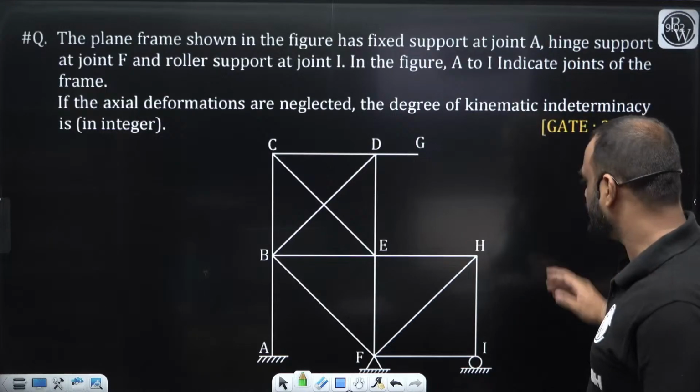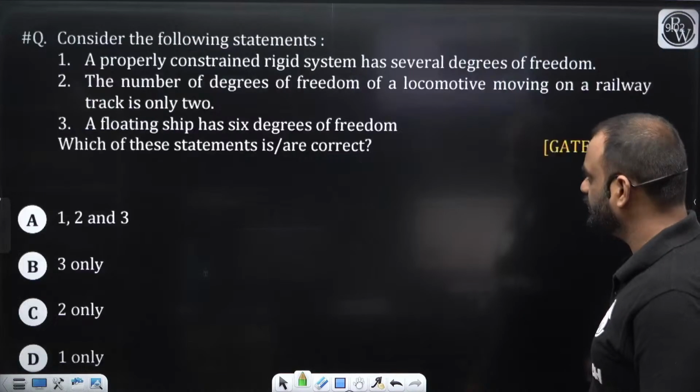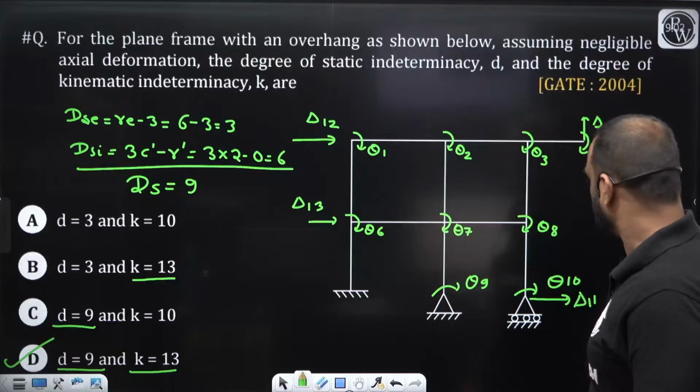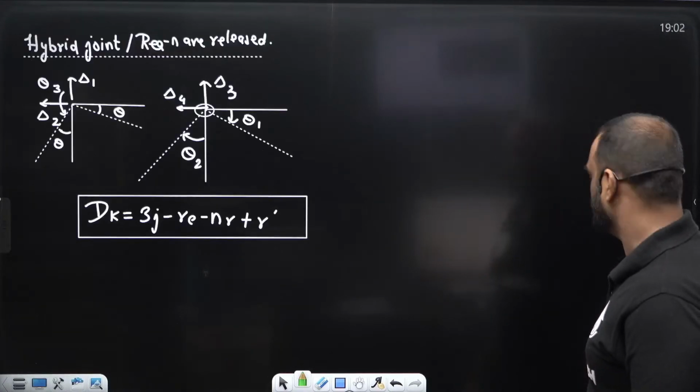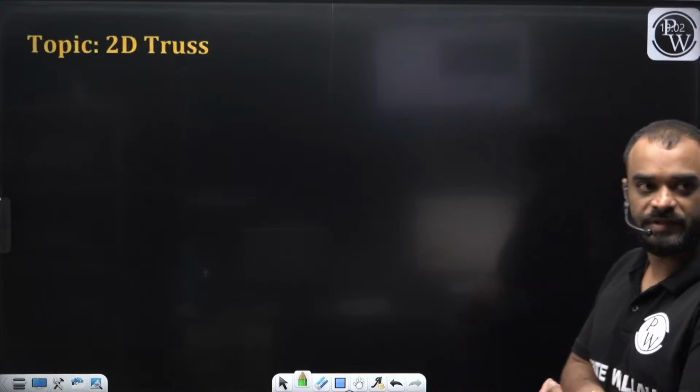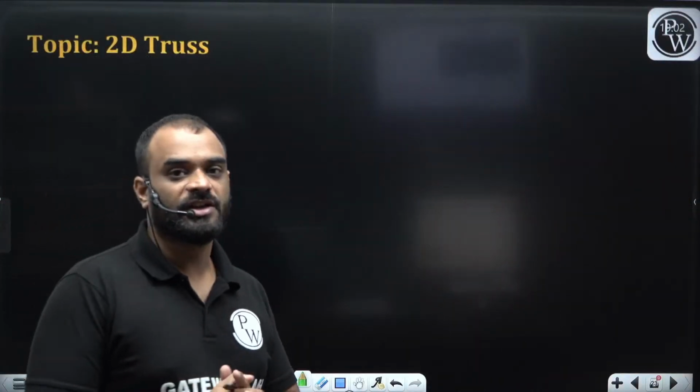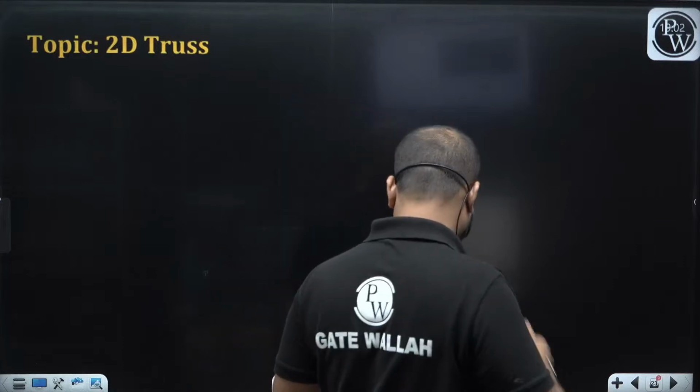Now guys, this is an interesting question. We will discuss it later on. Now let us understand the remaining formulas. Up to this point, I hope you are able to understand how to calculate the value of DK for a 2D rigid jointed structure.